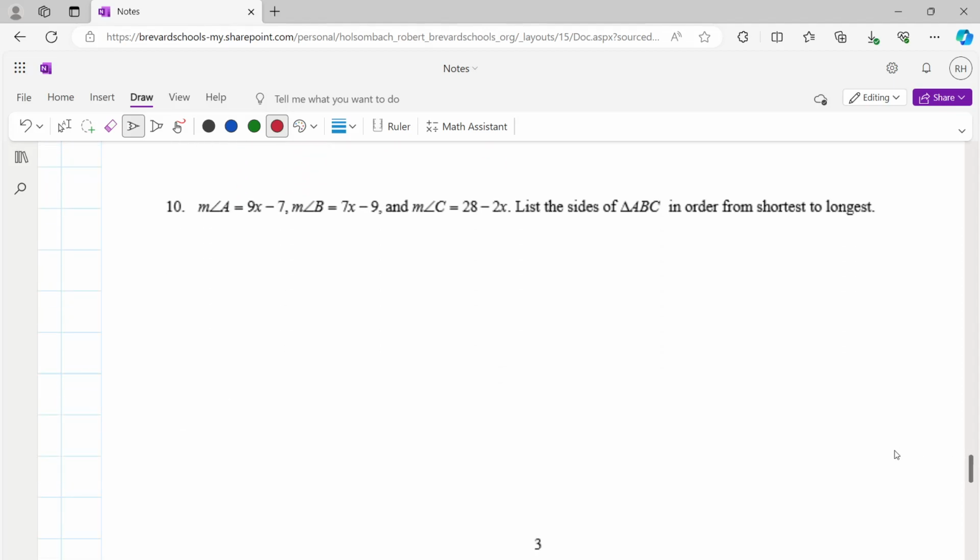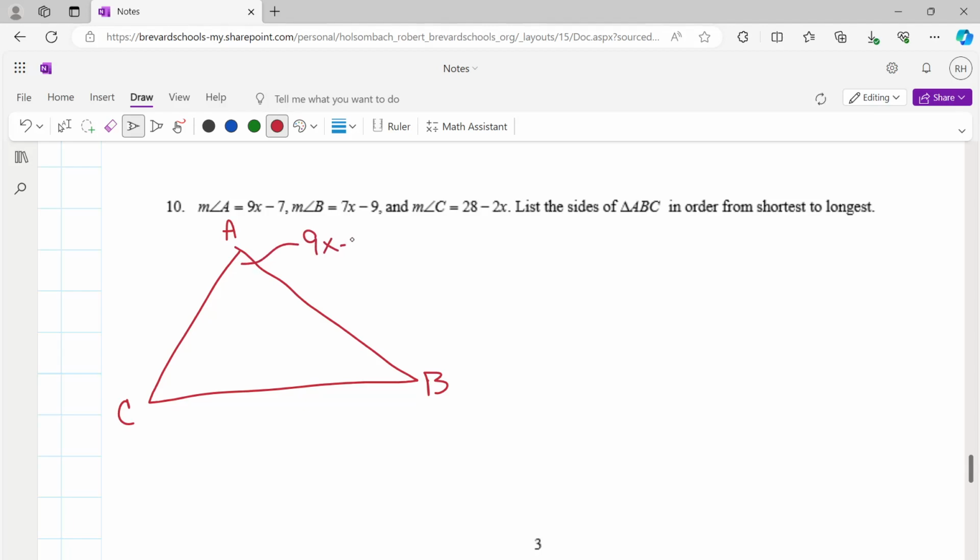Problem number 10. List the sides of triangle ABC in order from shortest to longest. In order to list the sides, we need angle measures. In order to get angle measures, we need to solve for x. So we've got this angle A, that's 9x minus 7. Angle B is 7x minus 9. And angle C is 28 minus 2x. What do these three angles sum to?